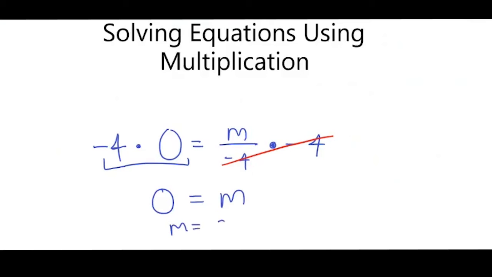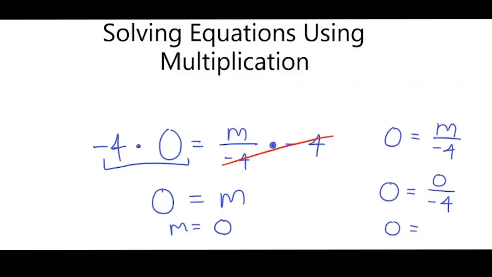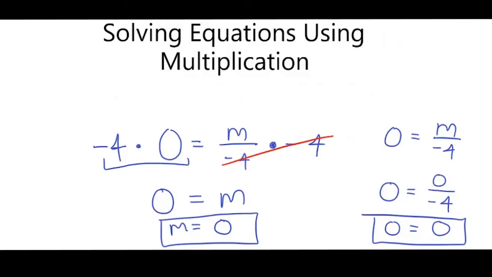So m equals 0. So we plug this into the original equation, which is 0 equals m over -4. So I have 0 equals 0 divided by -4. So 0 equals, well, 0 divided by -4 is 0. So 0 equals 0. This is true. And that makes the answer m equals 0. And that is how you solve equations using multiplication.